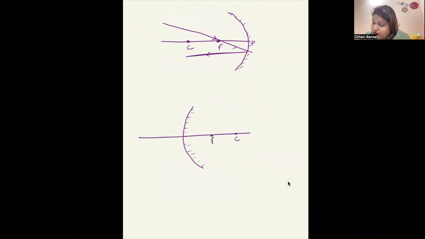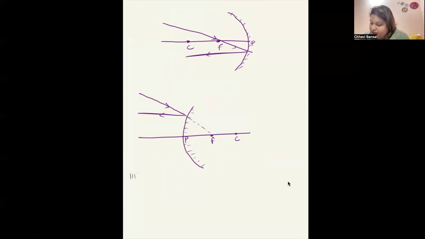C, F, P. Now, any ray which passes through, or appears to pass through, the focus will become parallel to the principal axis. Okay. These are the two rules.